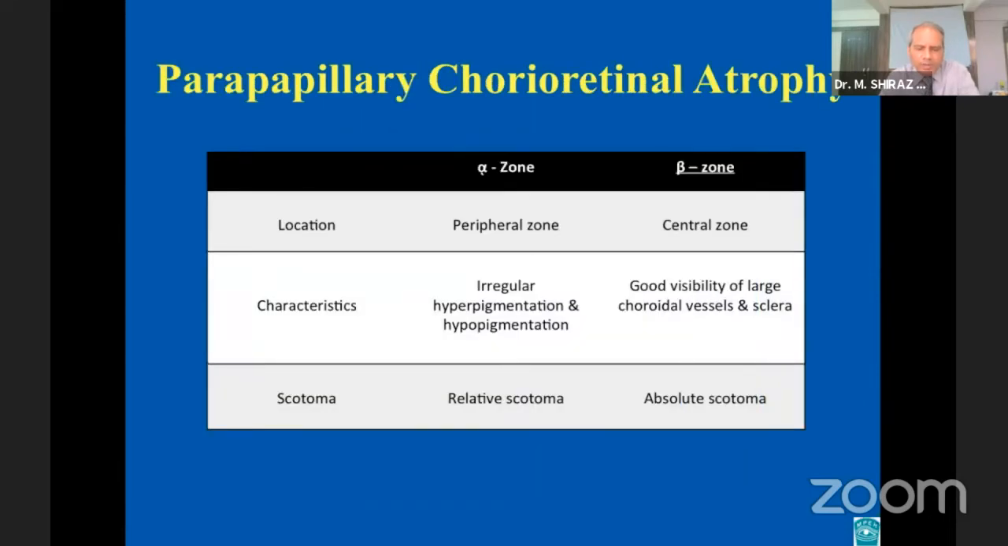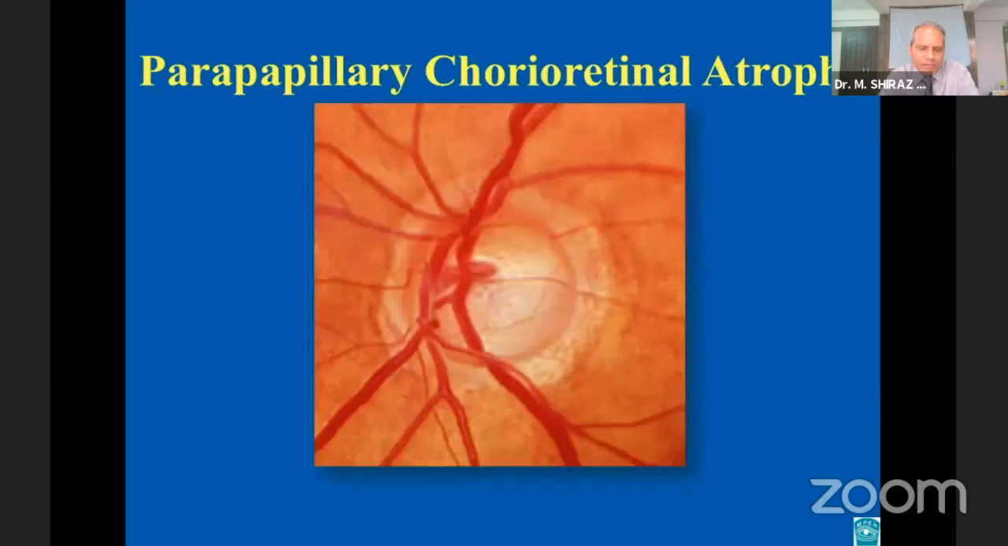Parapapillary chorioretinal atrophy has been divided into a central beta zone and a peripheral alpha zone. The peripheral alpha zone is characterized by an irregular hyperpigmentation and hypopigmentation and intermittent thinning of the chorioretinal tissue layer. Beta zone is characterized by marked atrophy of the retinal pigment epithelium and choriocapillaris, resulting in good visibility of large choroidal vessels and sclera. Psychophysically, a beta zone corresponds to an absolute scotoma and an alpha zone to a relative scotoma.